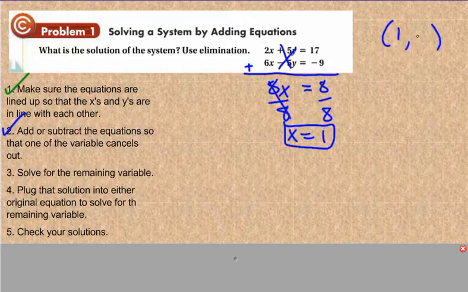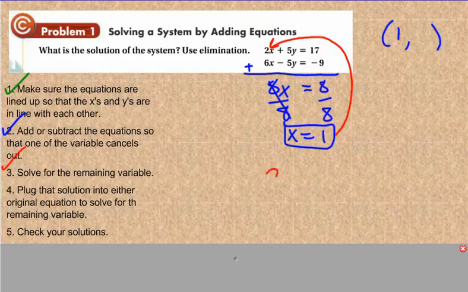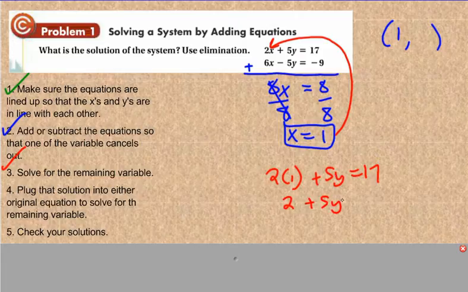We just have to find the y now. I'm going to erase this so we can see our two equations. We're going to take that 1 and plug it in for either equation. It does not matter which one. I'm going to plug it into the first one. We solved for that remaining variable, and now we're plugging it in. We have 2 times 1 instead of 2 times x, plus 5y equals 17. We have to solve for y because we're missing the y variable. 2 times 1 is 2, so this is 2 plus 5y equals 17.